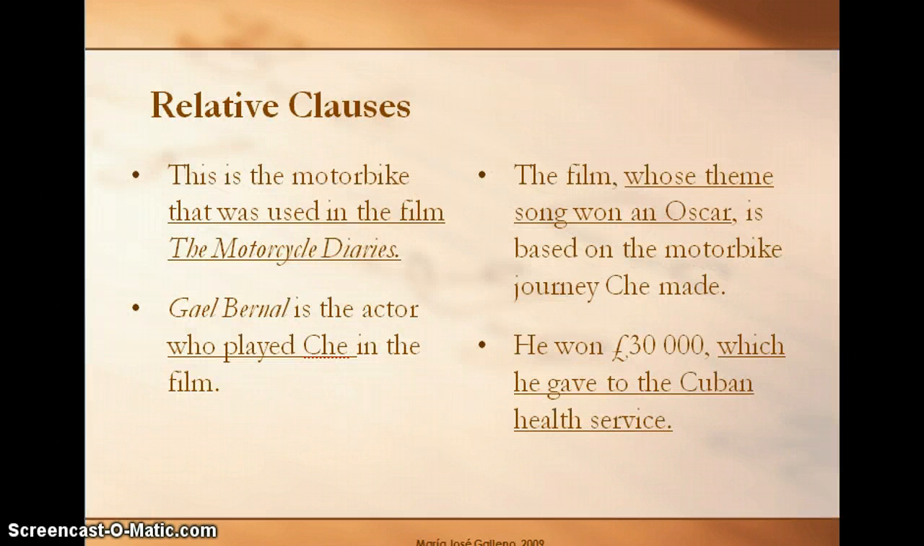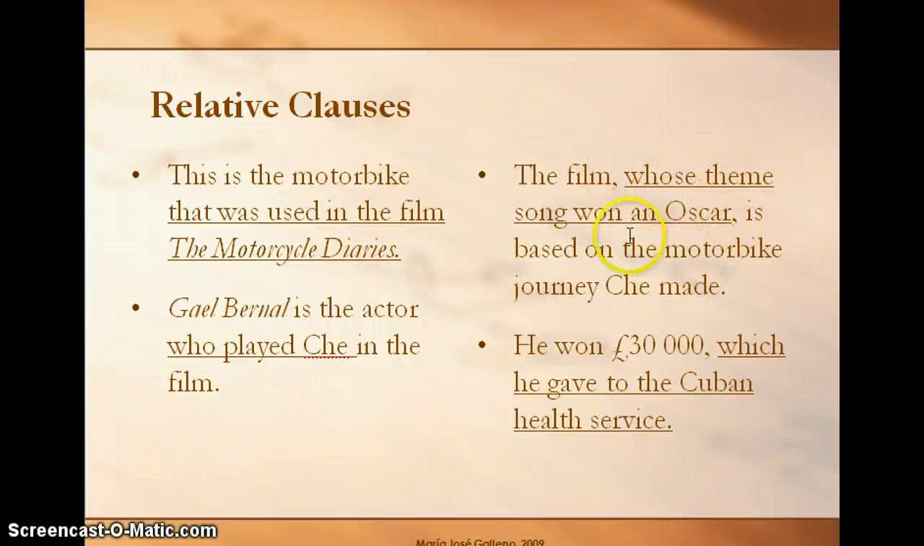So let's have a look at some of our examples. We've got the first example here that says, this is the motorbike that was used in the film The Motorcycle Diaries. And the second, Gael Bernal is the actor who played Che in the film. If we have a look at the words that are underlined, here we can see that we have relative clauses. It's got a subject, it's got a verb. And let's have a look at the other two.